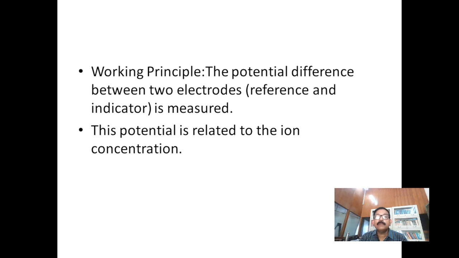Now, the working principle here is that the potential difference between two electrodes is measured. There are two electrodes: one is the reference electrode and the other is the indicator electrode. Between these two, we measure the potential difference. The potential is related to the ion concentration: the more the ion concentration, the more the potential.